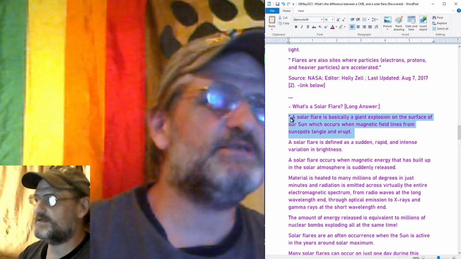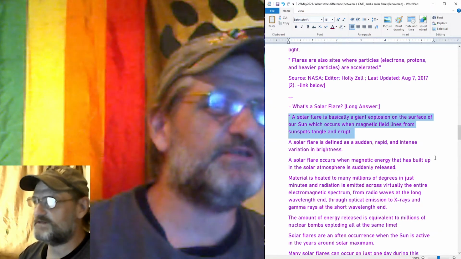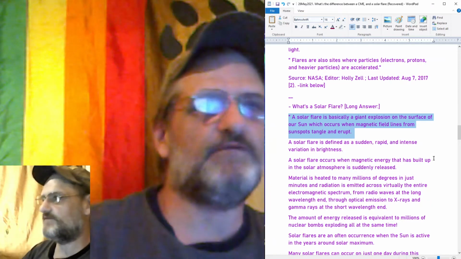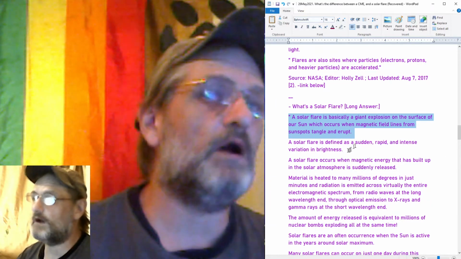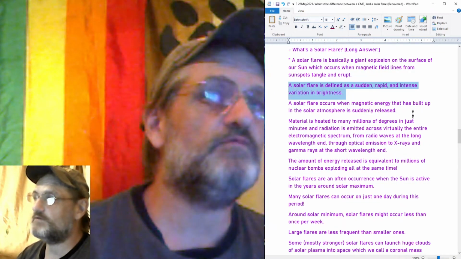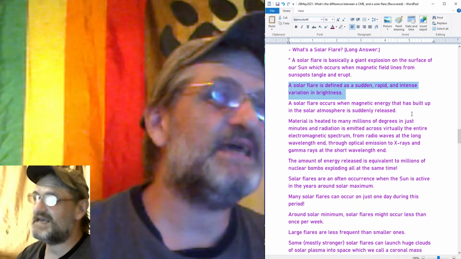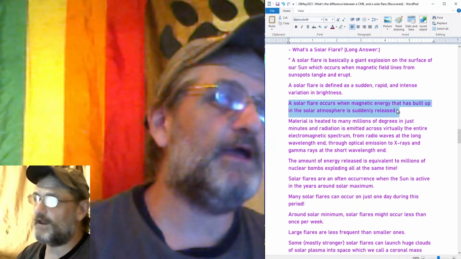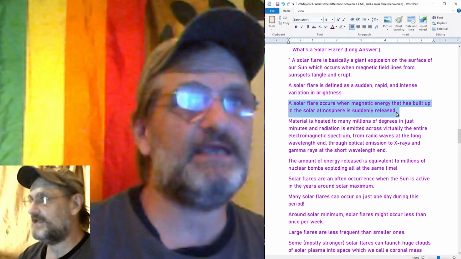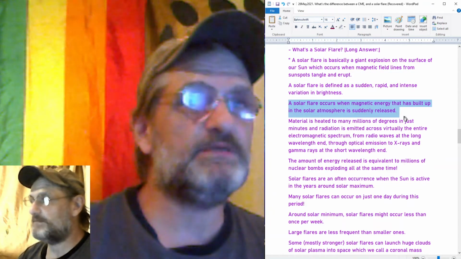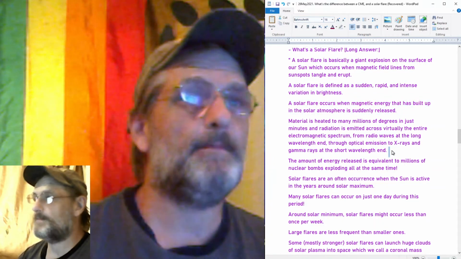A solar flare is basically a giant explosion on the surface of our sun, which occurs when magnetic field lines from sunspots tangle and erupt. A solar flare is defined as a sudden, rapid, and intense variation in brightness. A solar flare occurs when magnetic energy that has built up in the solar atmosphere suddenly releases.